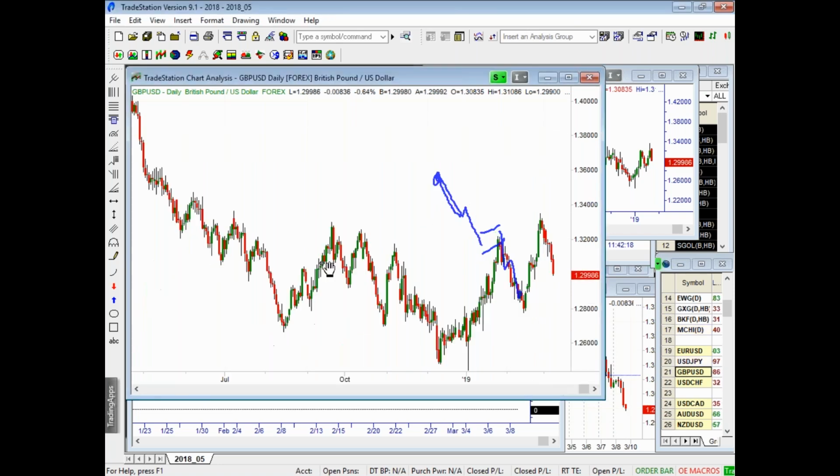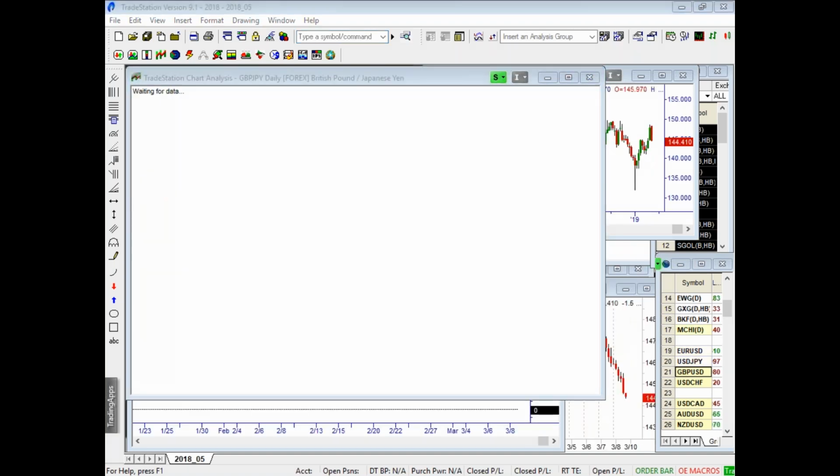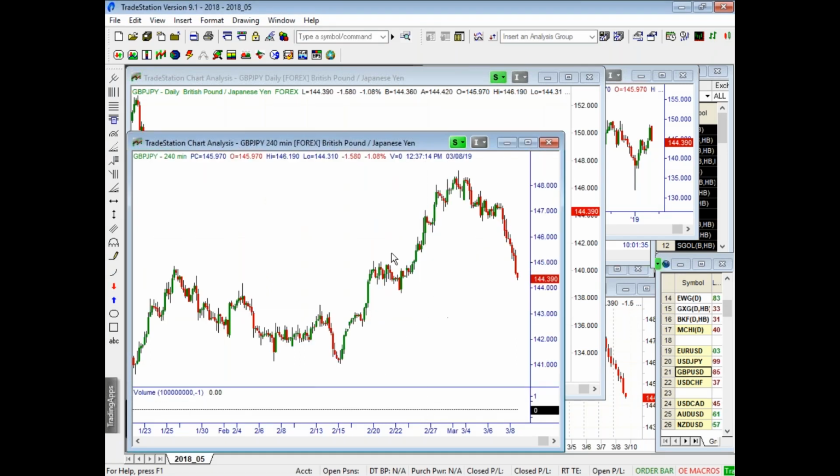The other one was the pound yen, and this one was a little bit stronger, but the same type of action. Let me show you the intraday on this. It got off to a slower start on its corrective move. This is what I call the shallow avalanche or shallow 1, 2, 3.